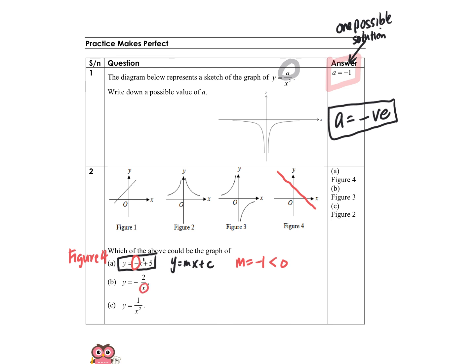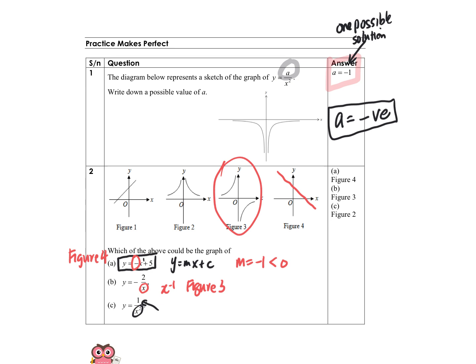Okay, this is an x to the power of negative 1 graph. So which one is it? Is it the together one or the split one? Yes, it's the split one. So this is figure 3. And then this is the square one and it's positive, so it's the parabola, right?